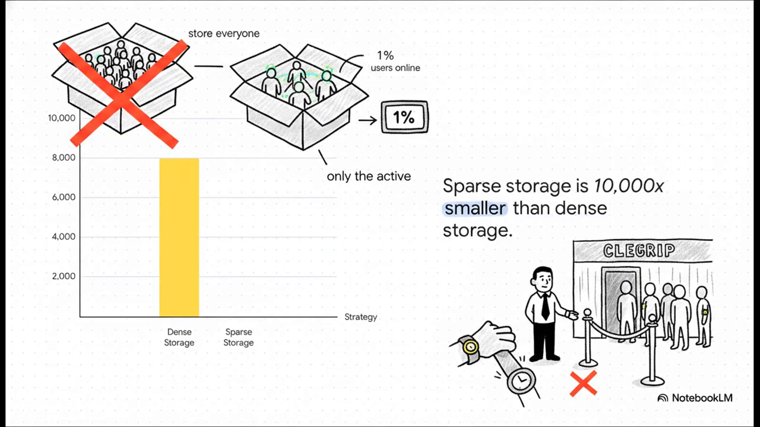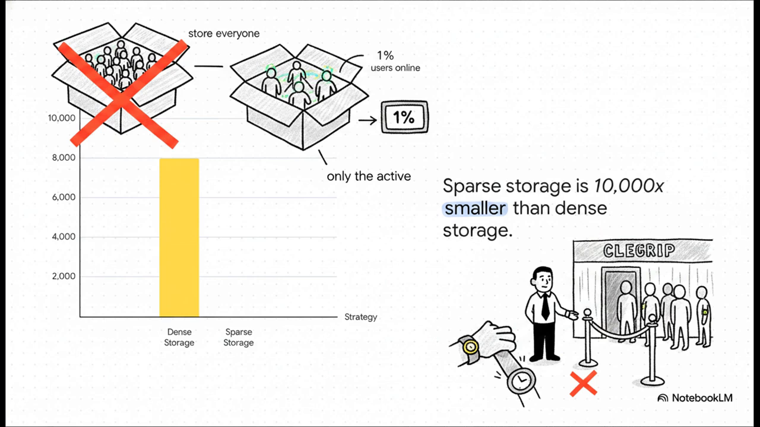So let's bring back that framework of opposites again. The opposite of store everyone is store no one. Well, actually, only store the active users. In a given 30-second window, maybe only 1% of your users are online. If we only store the active users, we drop from 8 gigabytes all the way down to 800 kilobytes. It's a 10,000 times storage win.